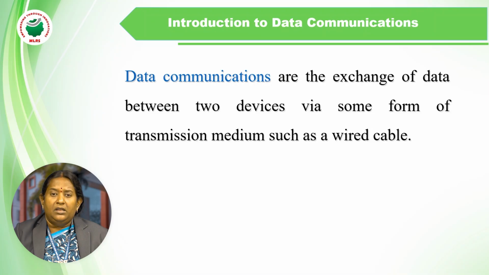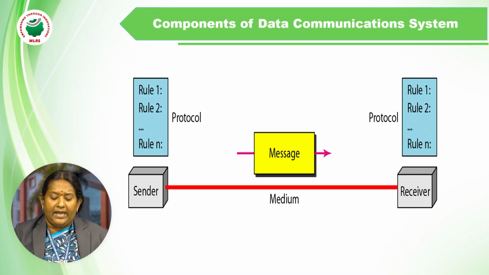Data communication. What is meant by data communication is the exchange of data between two devices via some form of transmission medium, such as a wire cable. When you want to transfer some data, we should have a cable which will help us as a link to transfer the data from one end to the other end. Now, when we have a sender and a receiver, we should be able to transfer some message from the sender to the receiver. So what are the rules we are having?